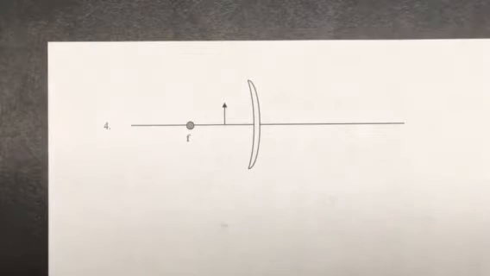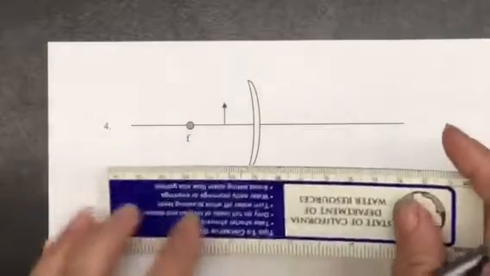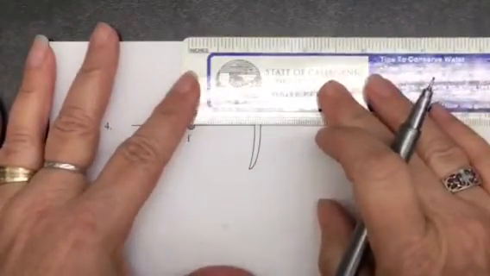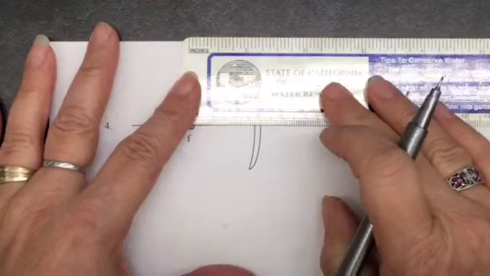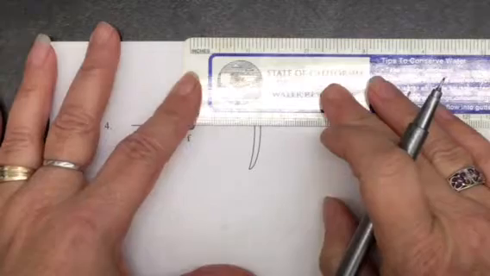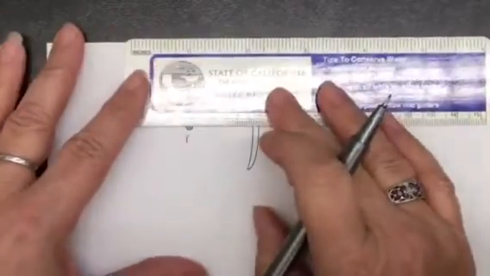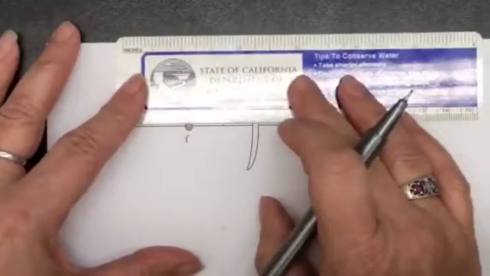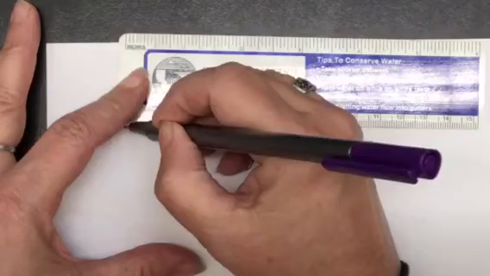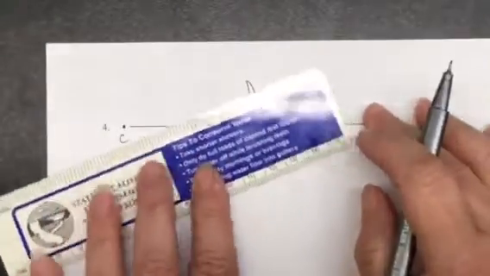All right, this one's a little bit more tricky because our object is inside the focal point, but the rays are the same. So we're still going to measure our center of curvature. I get 2.75 centimeters, so we're going to go 2.75 centimeters on the other side. And this is a little bit off the line, but that's okay. There's our C.